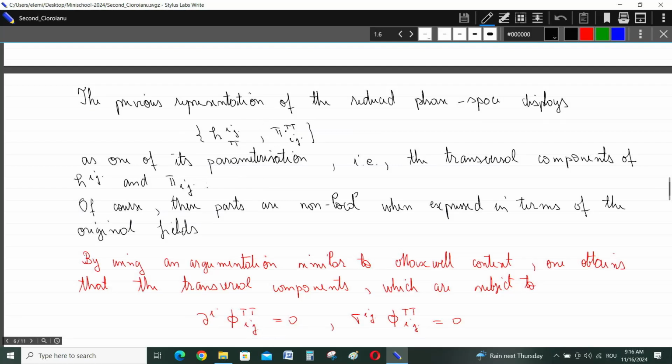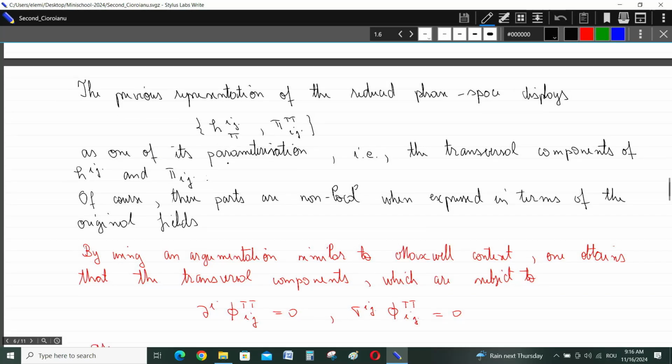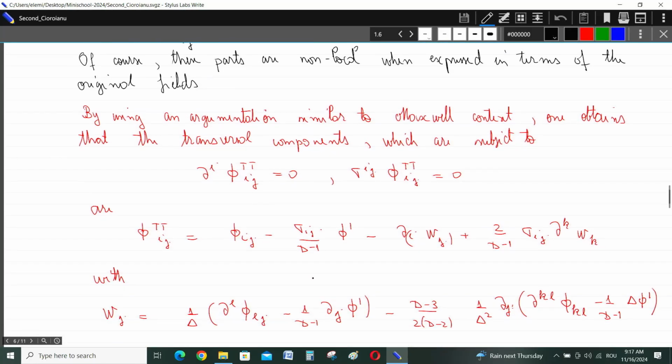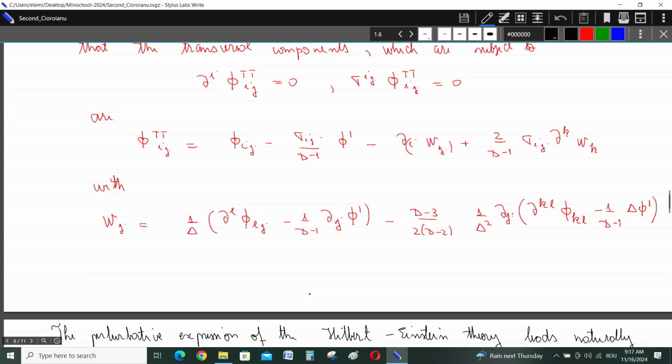Of course, as in the electromagnetic situation and also in the general case, these transversal fields are non-local when they are written in terms of the original fields. The transversal part means that they should satisfy this equation, namely traceless and also divergenceless. It can be shown by direct computation that this transversal part is written here, where Wj has this expression in terms of the original fields. So not very illuminating.